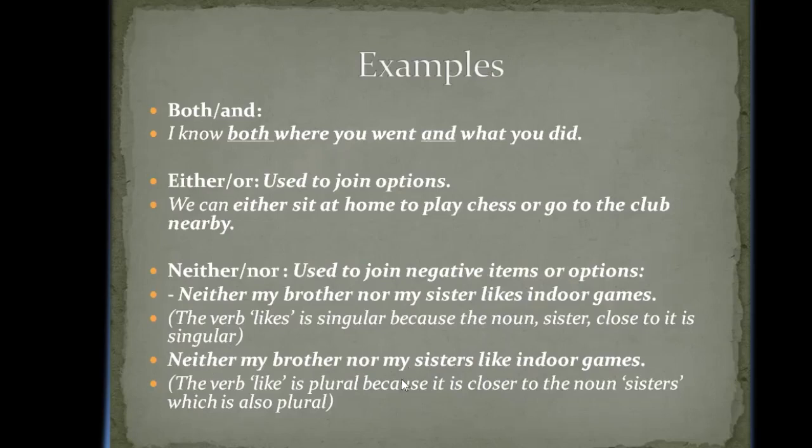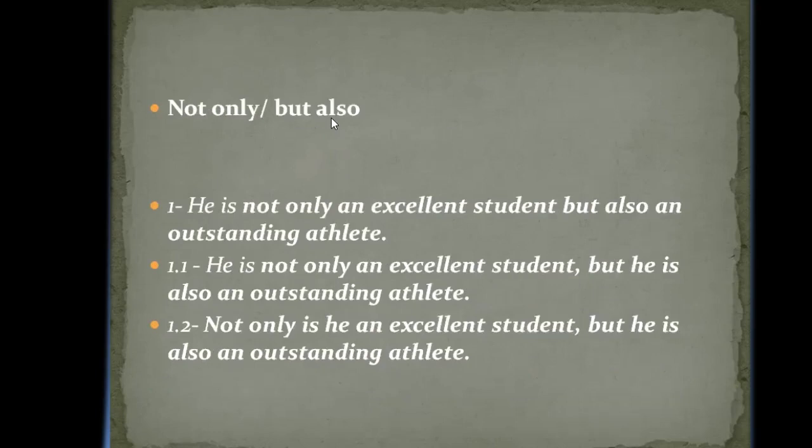Let's continue practicing. Not only, but also. Now, this one is a little bit tricky because you can write the sentence in many different ways. Let's look at the first example. He's not only an excellent student, but also an outstanding athlete. So this means that he is an excellent student. And in addition to this, he's an outstanding athlete.